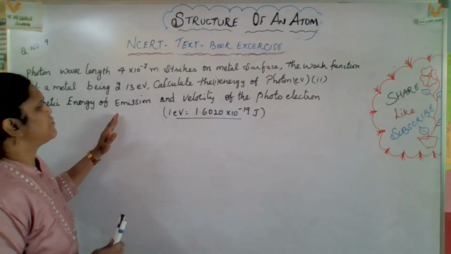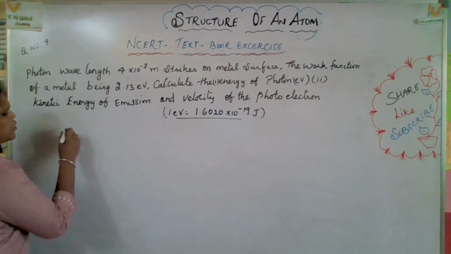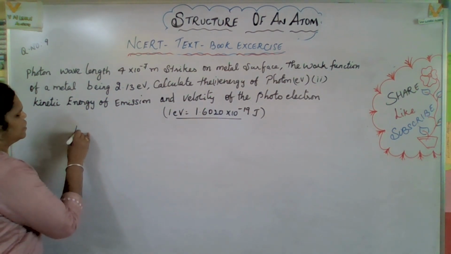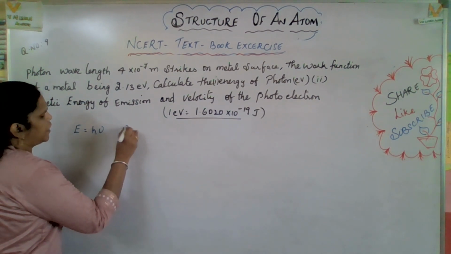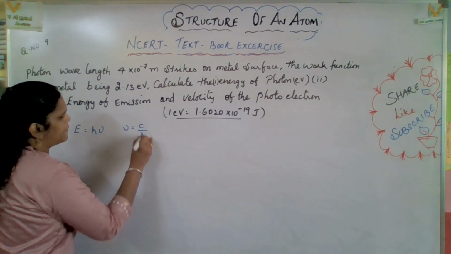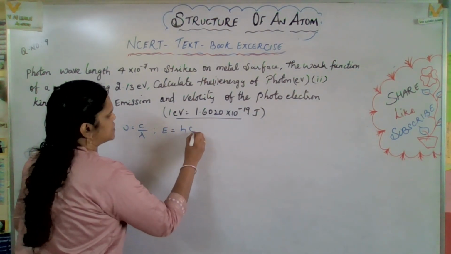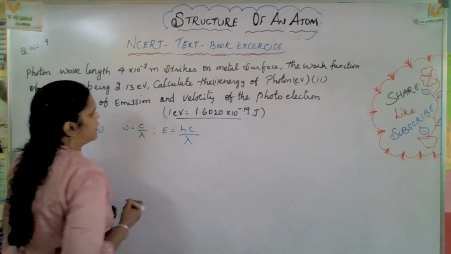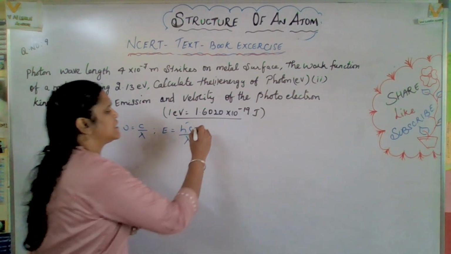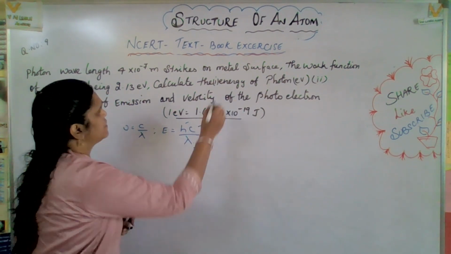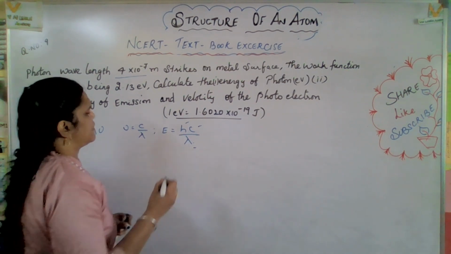Okay, now first and foremost, let us find out the energy of the photon. You know the formula for the energy of a photon: E equals h nu. Nu equals c by lambda. So E equals hc by lambda, right? Here h is the Planck constant, c is the velocity of light, and the wavelength they have provided is 4 into 10 to the power of minus 7.